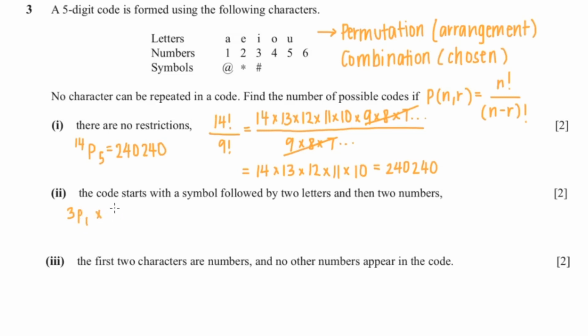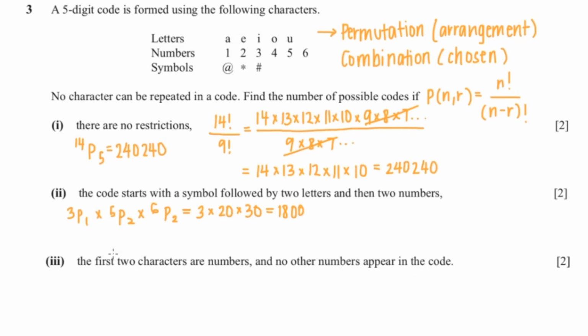The next question is asking us to find a code that starts with a symbol, so that's 3P1, and then 2 letters, and that is 5P2. Then 2 numbers is 6P2. So 3P1 is 3, 5P2 is 20, and 6P2 is 30. So the answer would be 1,800.